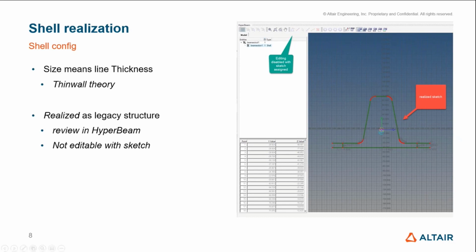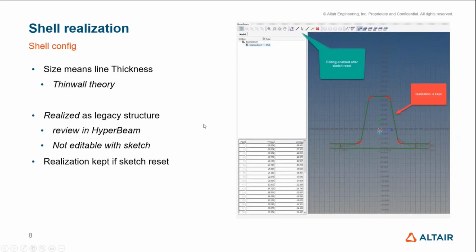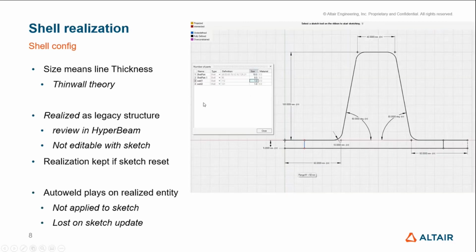But the moment a sketch is attached to a beam section, then that edit mode is disabled because that's the main driver, and we can't do any modification on the realization itself. But if we remove a sketch and reset it, then that realization will be kept. It will just be an orphan beam section like the legacy one. And then editing will be available in Hyperbeam.